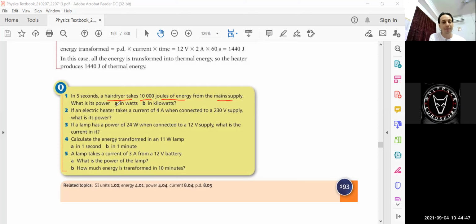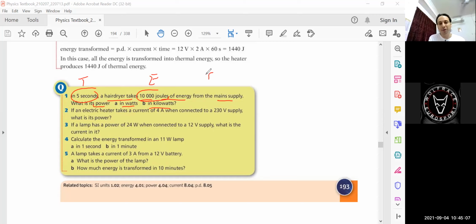So what is its power in watts, and in the second part, in kilowatts? Time is given, 5 seconds, children. This 10,000 joule, what is this? This is the 10,000 joules of energy. This is E. You have to find power.